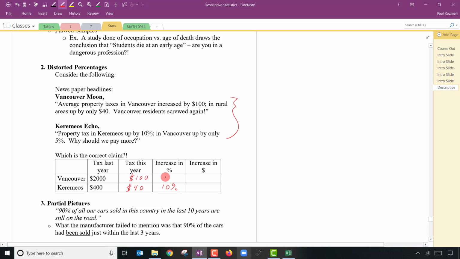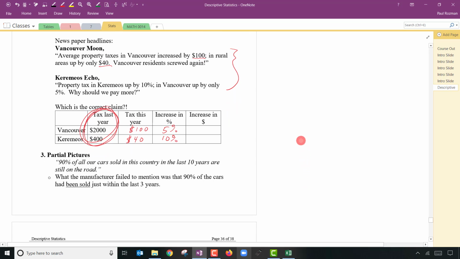Keremeos, it went up by 10%. Vancouver, it went up by 5%. So it's crazy that you could have two ways of selling newspapers or subscriptions to their online news just by spinning it. In this case, I think the percentages are probably better or more representative than going with the raw values, especially if the raw values don't also include what property taxes were in those two jurisdictions.